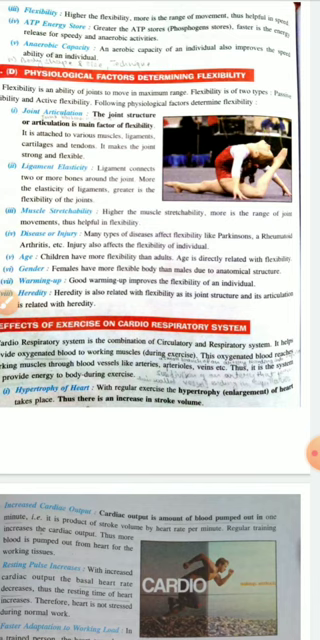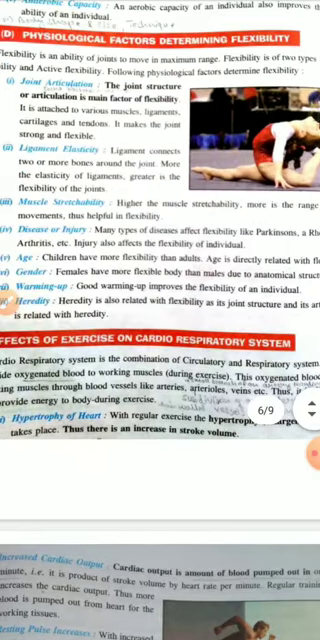So what are the physiological factors determining flexibility? First is joint articulation. The joint structures, or the articulations, are the main factors of flexibility. They are attached to various muscles, ligaments, cartilage and tendons. It makes the joint strong and flexible. According to the structures, flexibility is determined.